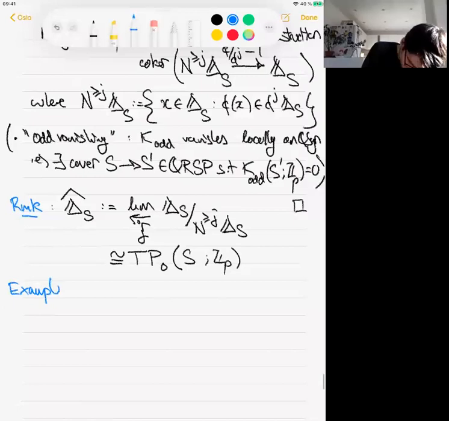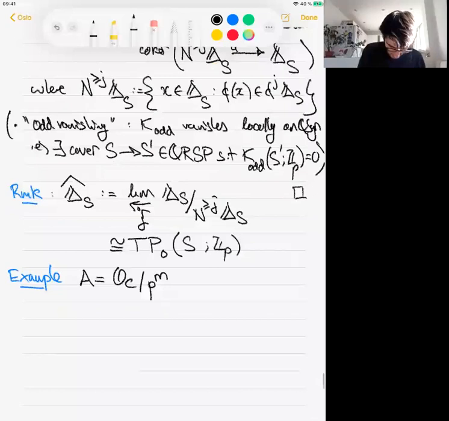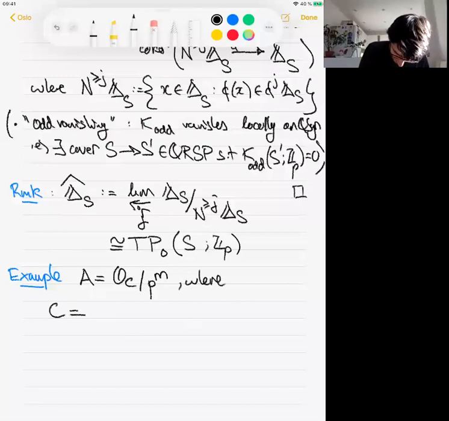So we'll do an extended example. We'll take O_C mod p^m. Well, I've got to tell you what some of these things are. I don't need to tell you what m is. So C, it's appeared previously: I take the p-adic numbers, I algebraically close, and then I p-adically complete. So that's our prototypical example of a perfectoid field.